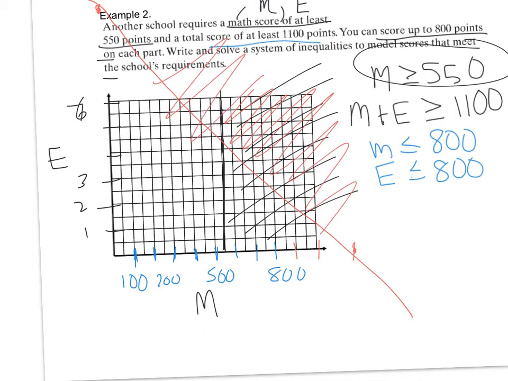And then you have that math has to be less than or equal to 800, and then English has to be less than or equal to 800.